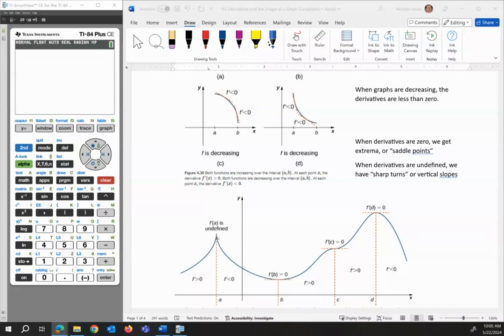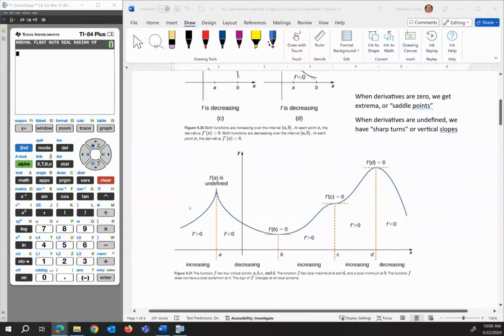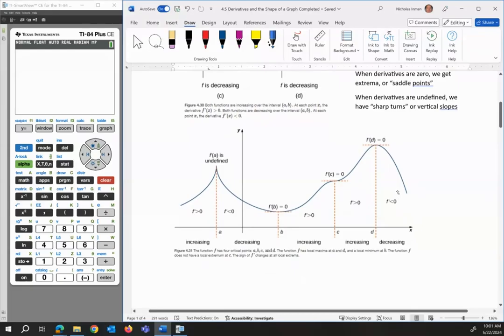Here, our derivative is undefined. That's like a sharp turn, or potentially a vertical slope. It looks like it's kind of reaching a vertical slope right here, but that derivative is undefined there. And then in between these important points, we can kind of figure out, hey, the derivative here is positive, and our function's increasing. The derivative between these two is negative, and our function is decreasing. The derivative here is positive. That's why this was a saddle point. So our function was increasing and increasing, and here our derivative is negative, and so we are decreasing.